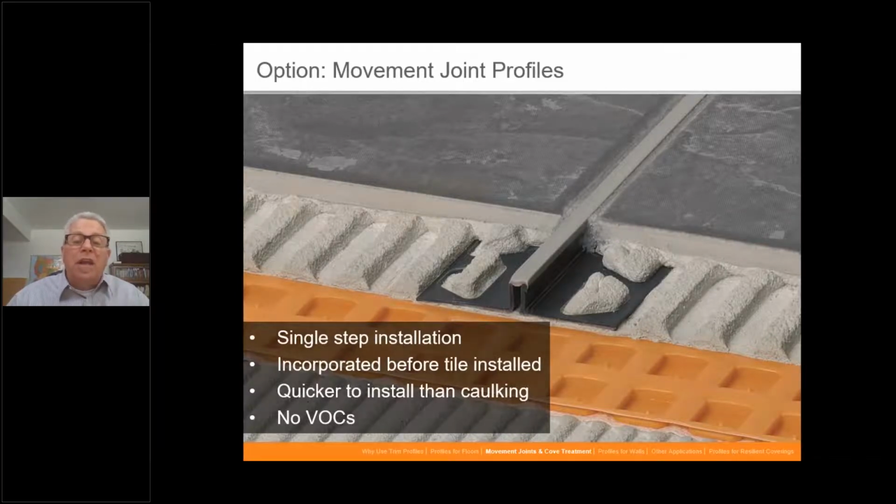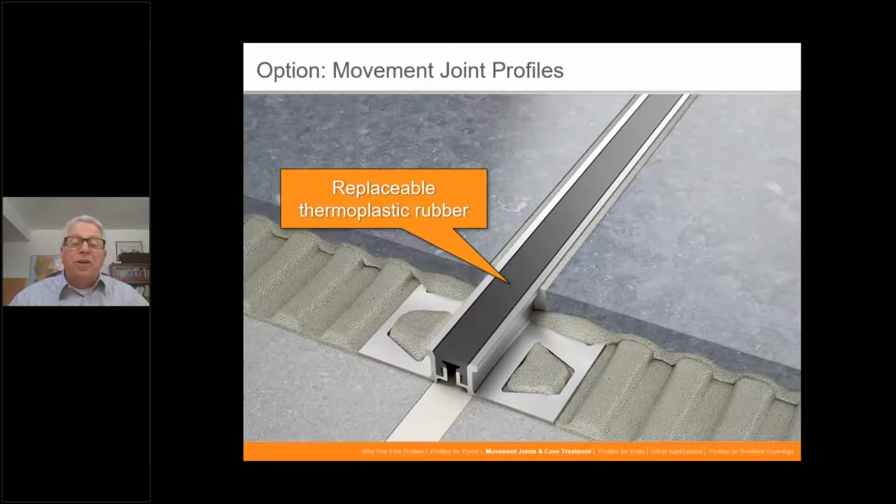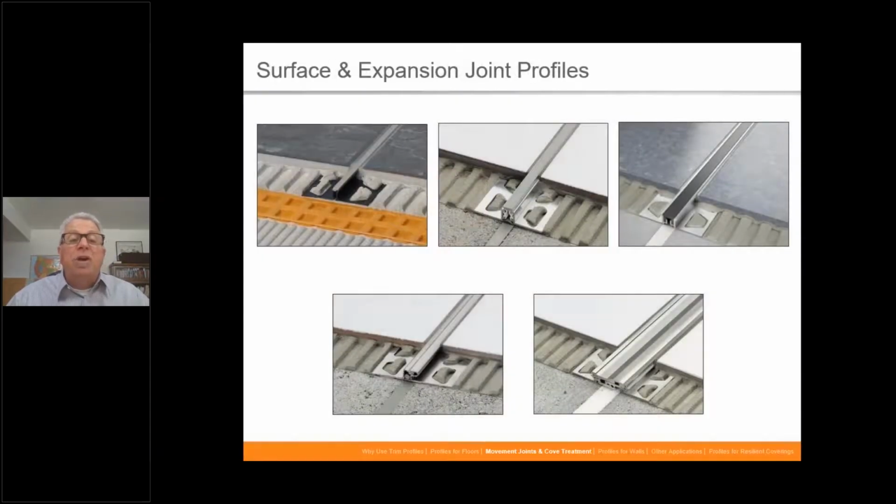So let's take a look at some of those here. This one actually has a replaceable rubber section, the movement joint. So if it does get damaged or worn out, it can literally be replaced without removing the tile or the edge protection profiles that are on either side of it. So here's some of the ones that you can use for surface and expansion joint profiles here.